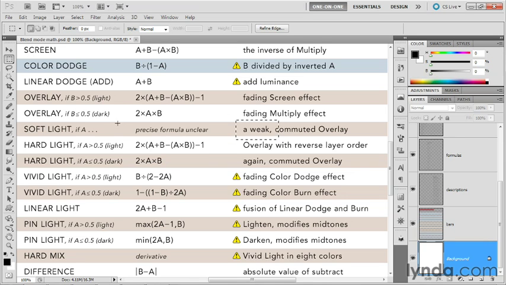I do want to emphasize something. No matter what formula actually exists for soft light, it is not merely a reduced opacity version of overlay. That's just not true. It is an absolutely unique but more subtle effect.